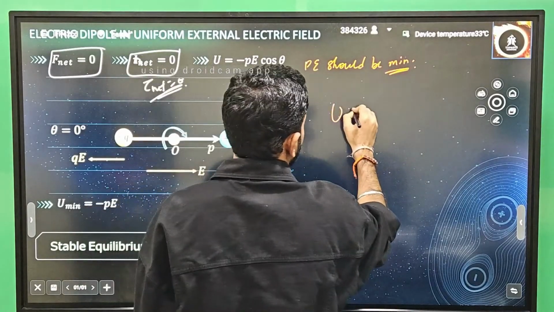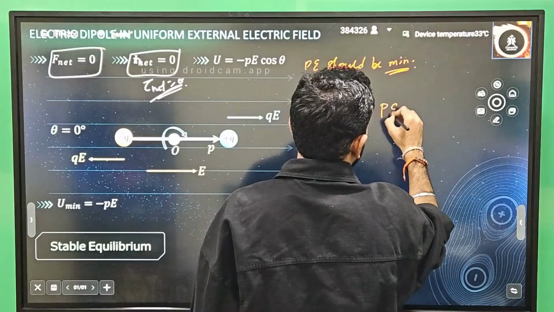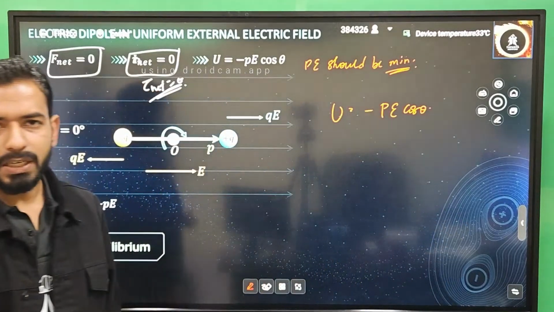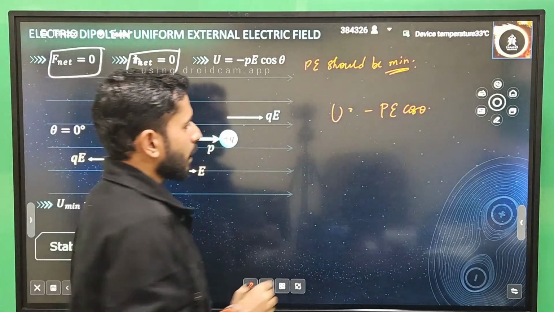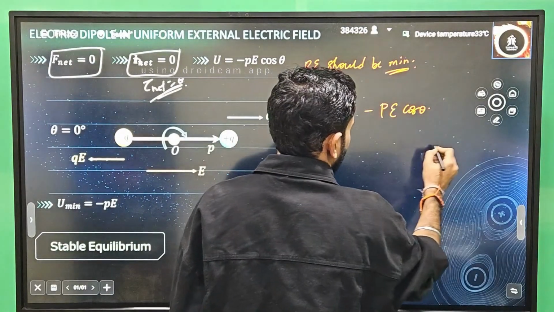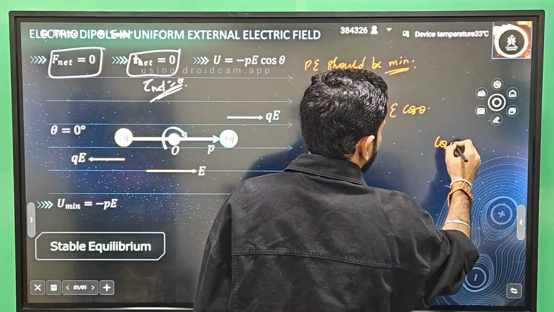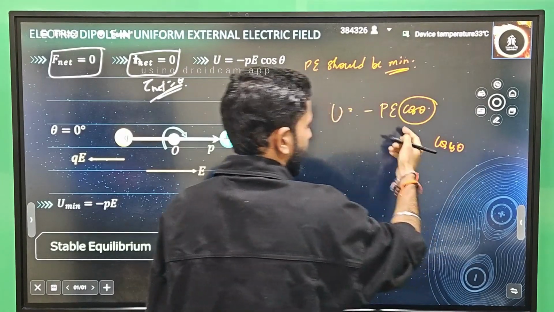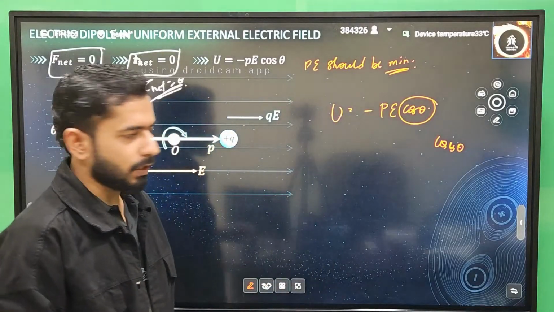And what is the potential energy? You have seen it is minus of PE cos theta. If you want to make this potential energy minimum, what can you do? You can make cos theta maximum. If you are maximizing this value and there is a negative sign, that means you are minimizing the potential energy.